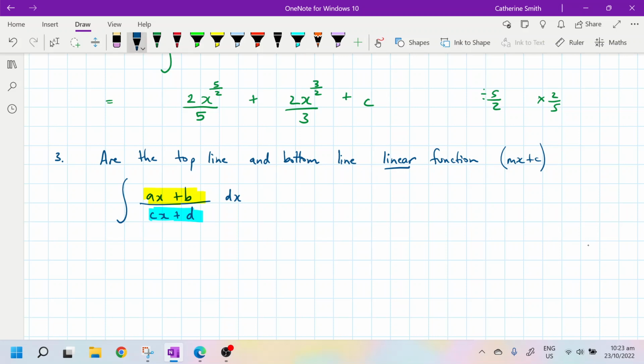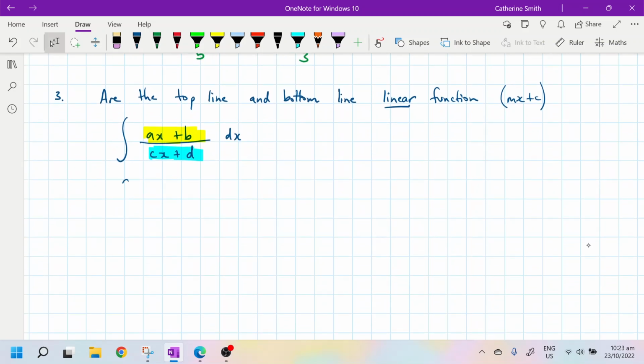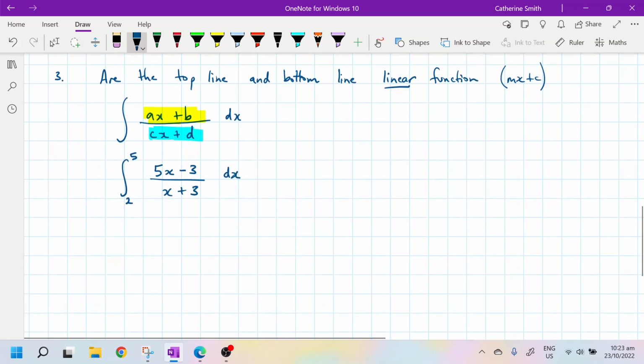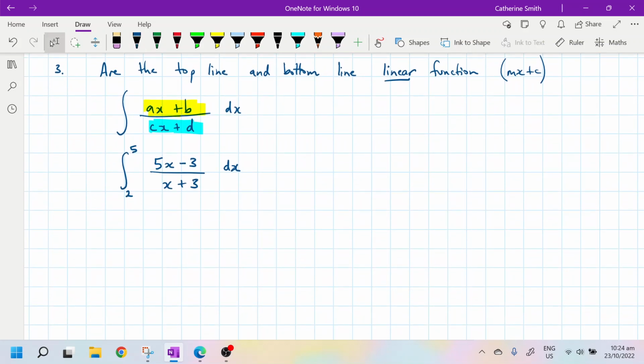Let's have a look at an example of this one. If we were asked to integrate 5x minus 3 over x plus 3, we're actually going to do a definite integral for this one. So we are going to integrate between 2 and 5. Alright, so we can see the top line is mx plus c format, and so is the bottom line.